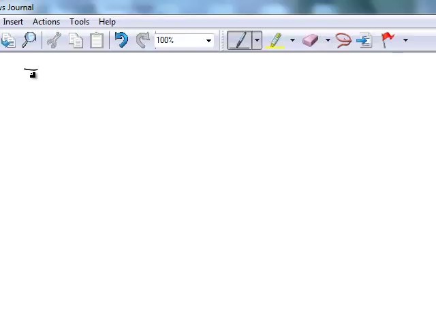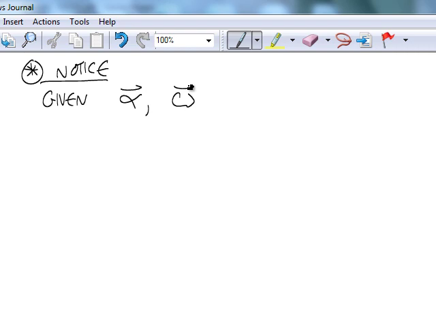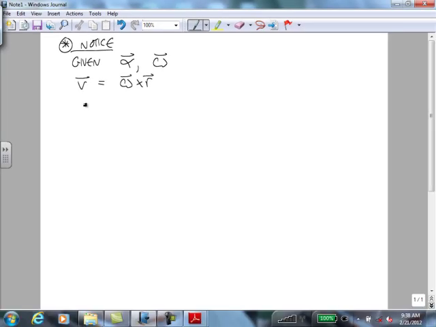Okay, so let's go on with where we were last time. So last time we talked about these two equations. So remember, given an angular acceleration vector and an angular velocity vector, the linear velocity and linear acceleration are given by this formula and this formula.